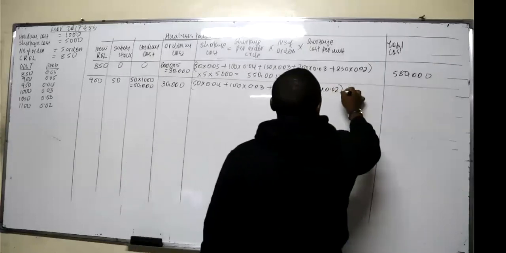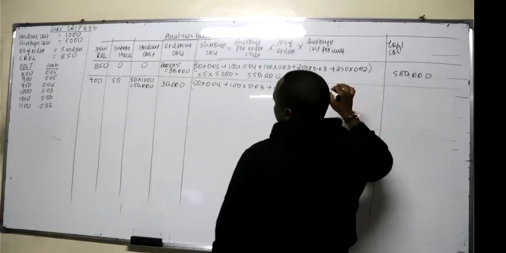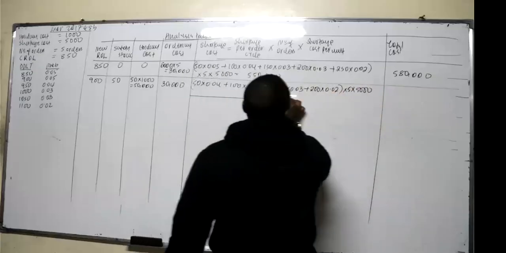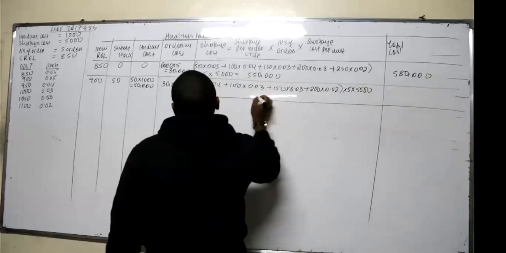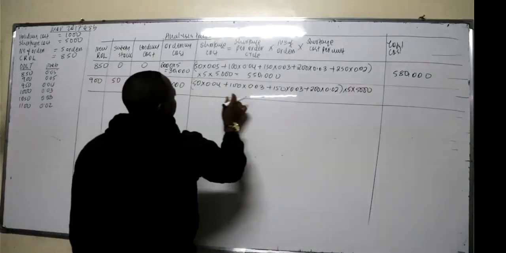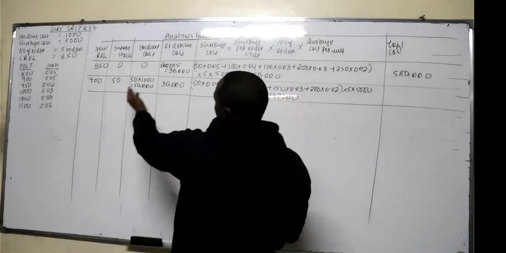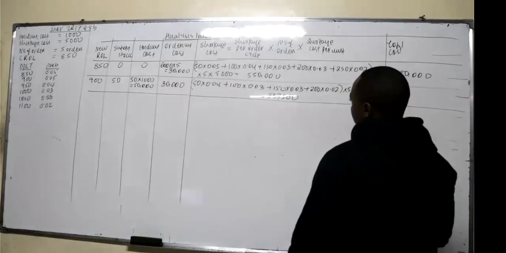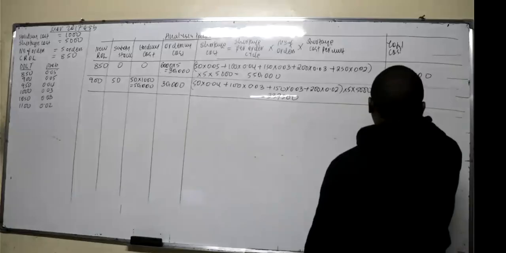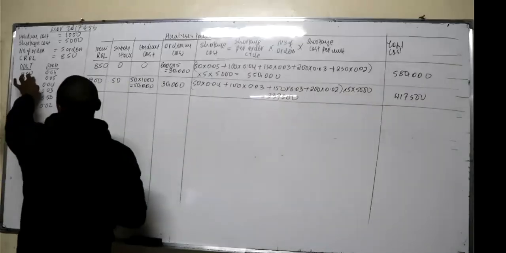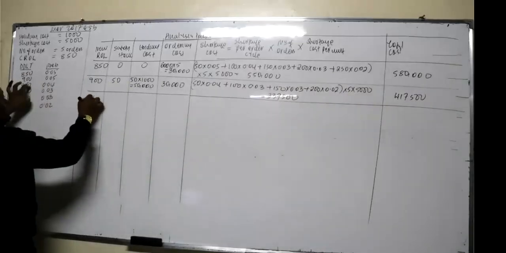Then you multiply by the number of annual orders, which is 5, and the shortage cost per unit is 5,000. That's 7,500. Then you add 80. You get 17,500. From 900, now we go to 950.